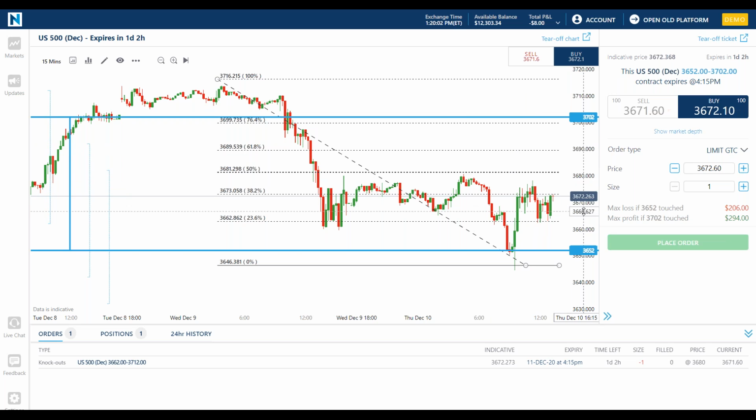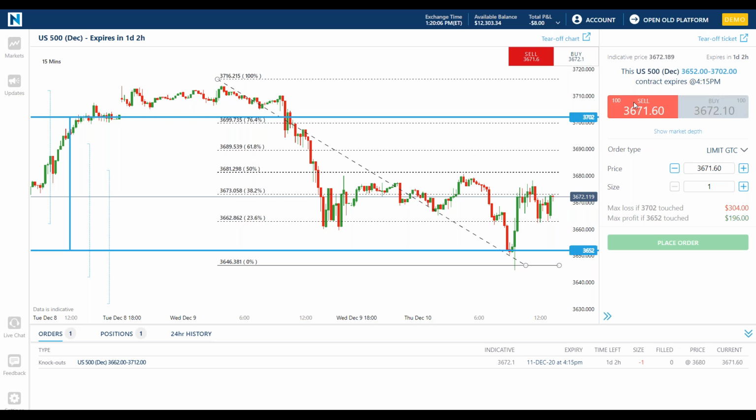And again, as a reminder, you do not have to wait for it to touch one of these levels. You can choose to exit your position early.